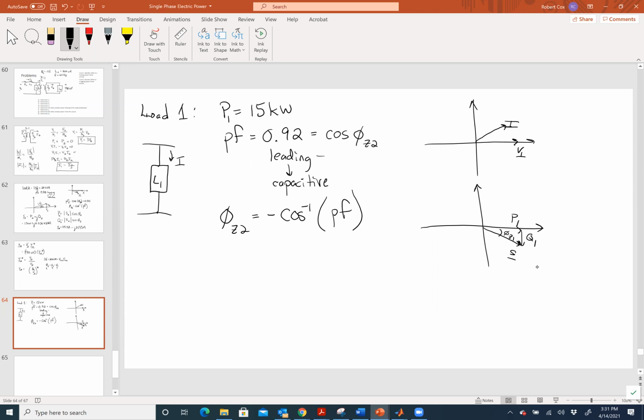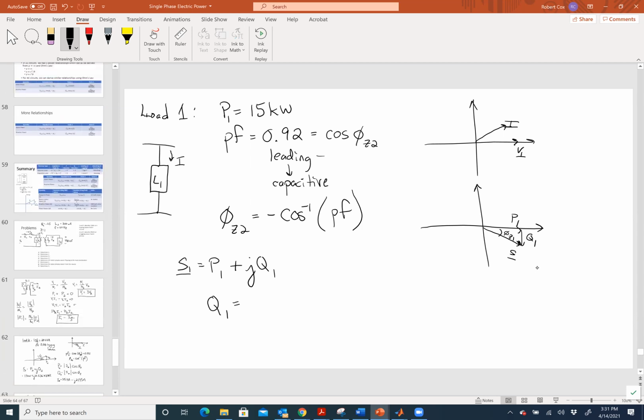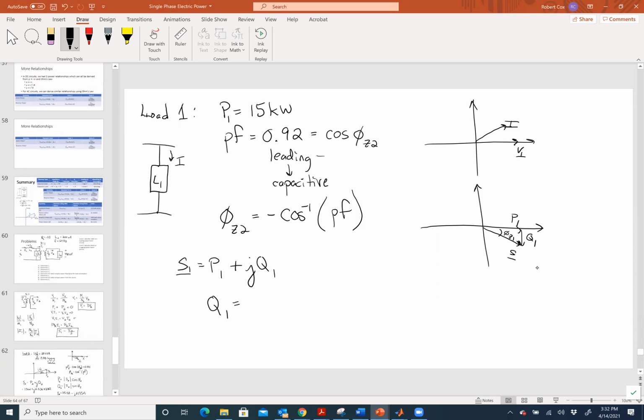So what would I do? So I know what P is. So to figure out the complex power in this case, what do I got to do now? Somebody online, what's my next step to figure out the full vector S1? Well, I have P1. What do I need to do now? Find Q. All right, so jQ1. And what's Q1? How would I figure that out? S1 over P1 or minus P1. Well, I don't know S here, right?